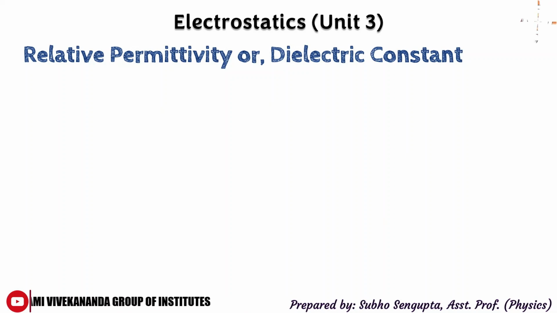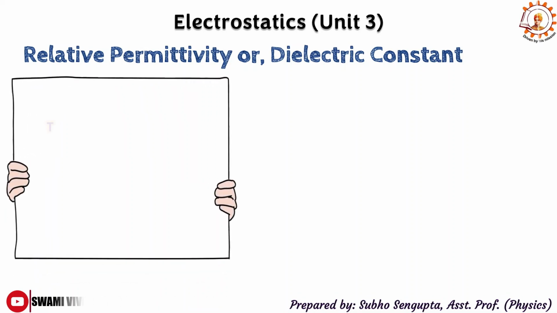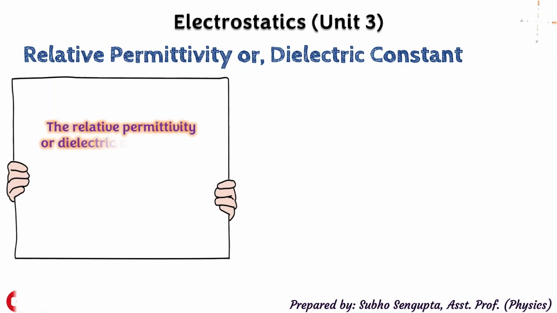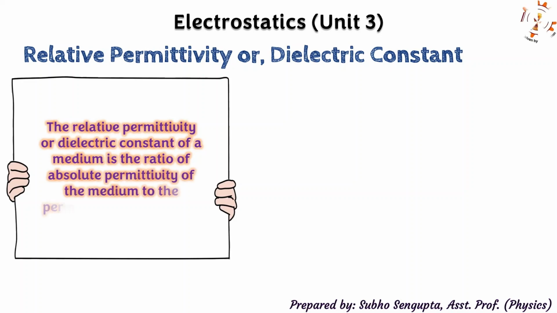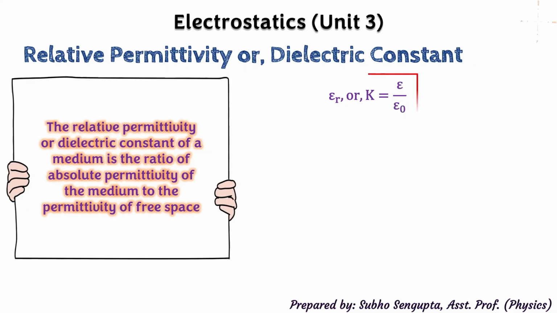In the final topic of this lecture, I will define relative permittivity or dielectric constant of the medium. The relative permittivity or dielectric constant of a medium is the ratio of absolute permittivity of the medium to the permittivity of free space. So, epsilon suffix r or uppercase K is equal to epsilon upon epsilon 0. Let us now express dielectric constant or relative permittivity in terms of forces between electric point charges.